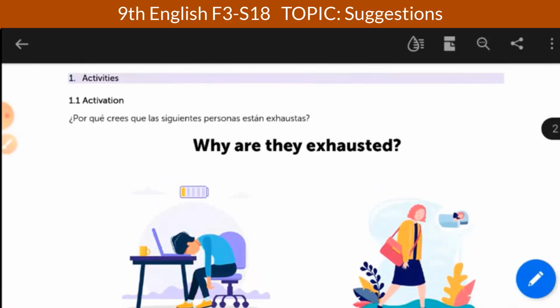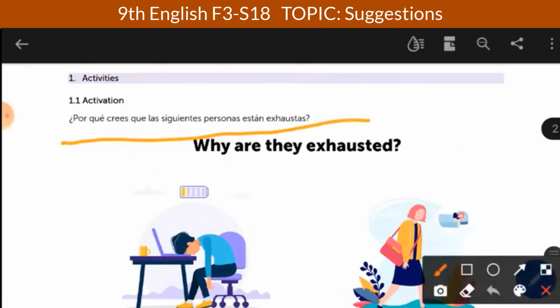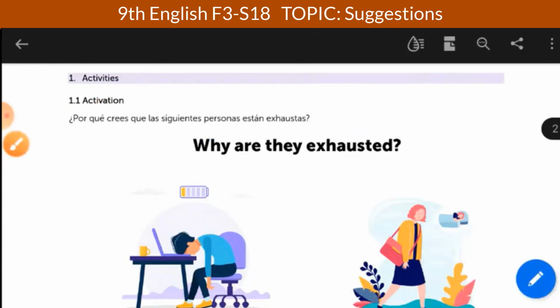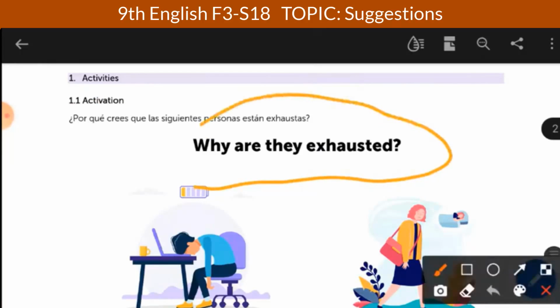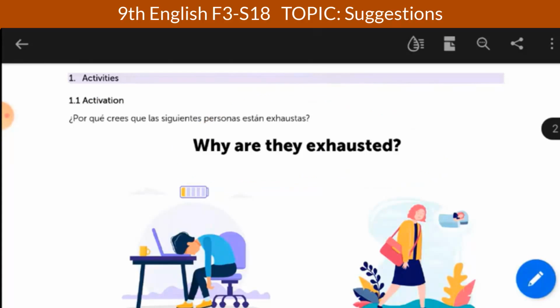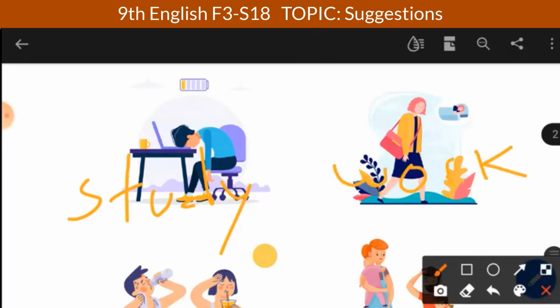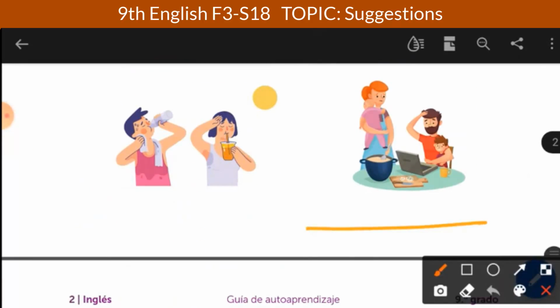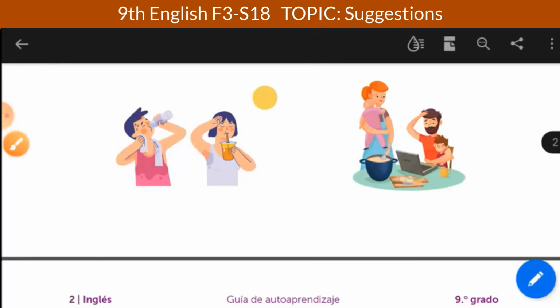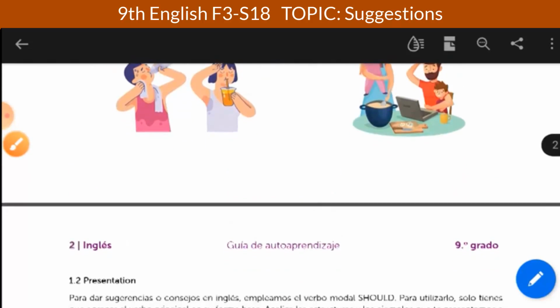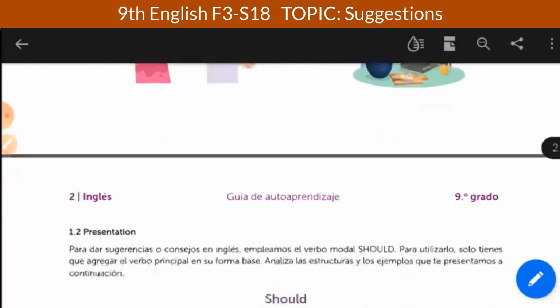In the activation part, the question is, ¿por qué crees que las siguientes personas están exhaustas? In English, why are they exhausted? Why are they exhausted? Yes. So you have to write, escribes, you have to write the reason why you think they are exhausted. Maybe they are exhausted because they have been studying, yes. Maybe they're exhausted because of work, yes. Or maybe because they have family problems. Or maybe because they've been practicing sports, yes. Those are the reasons why maybe these people are exhausted, okay. Remember to write those answers in English, please.